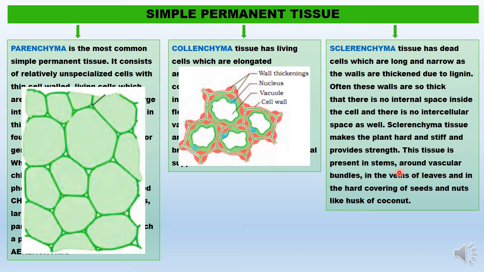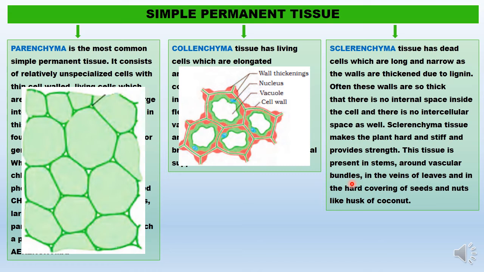Now where else do we see them? Sclerenchyma will be present in hard parts of the plant like seed coats, like the husk of the coconut, and along the vascular bundle also. Once I teach about complex permanent tissue, I will tell you that vascular bundles are like pipes which run throughout the length of the plant body.